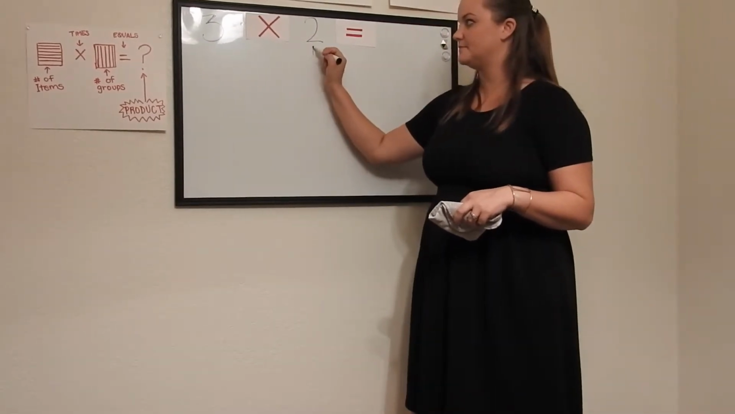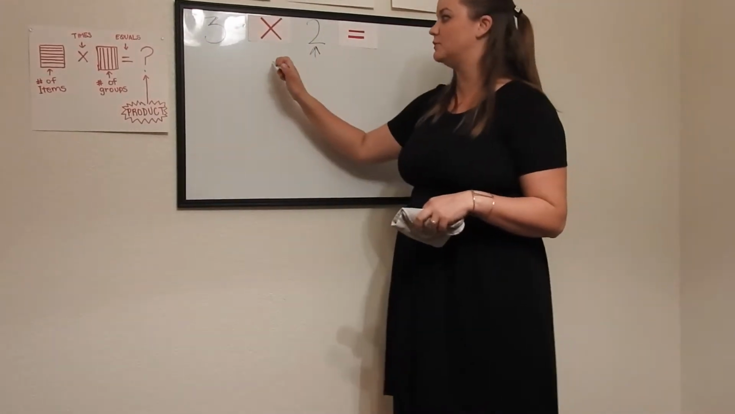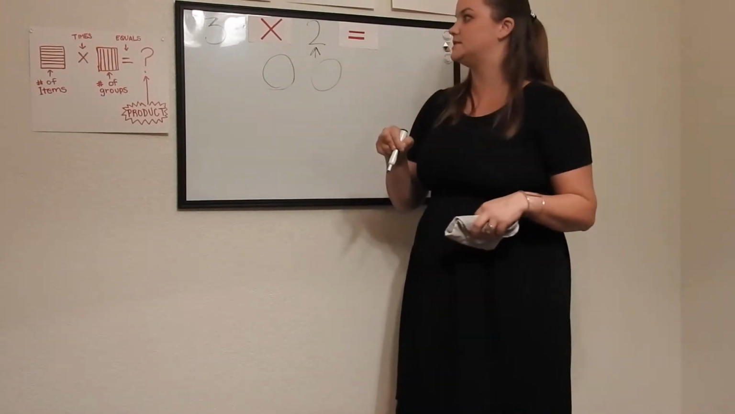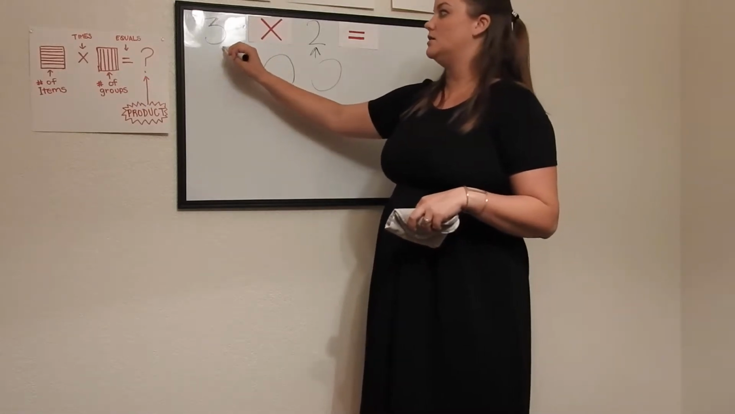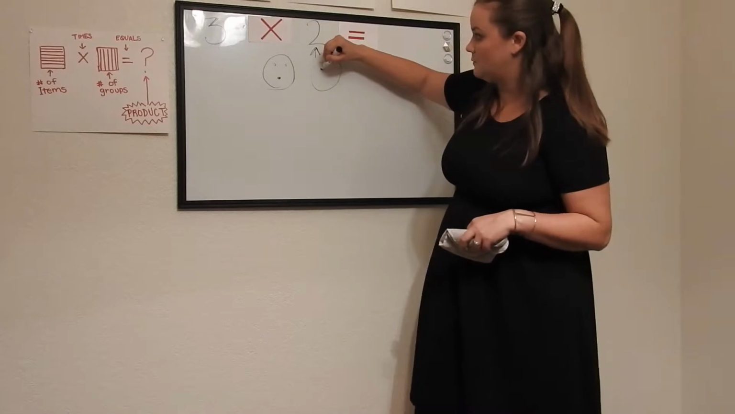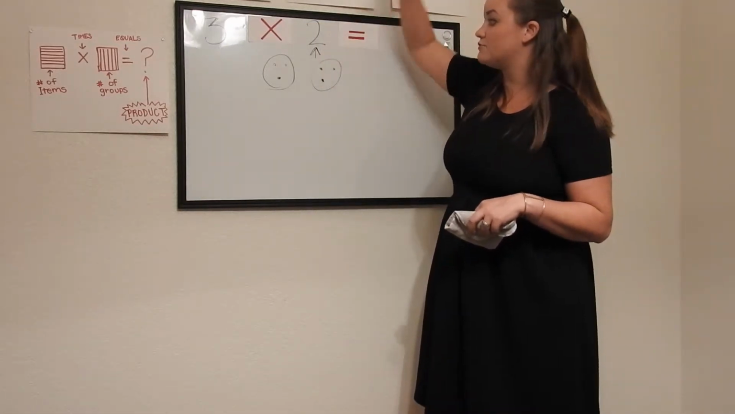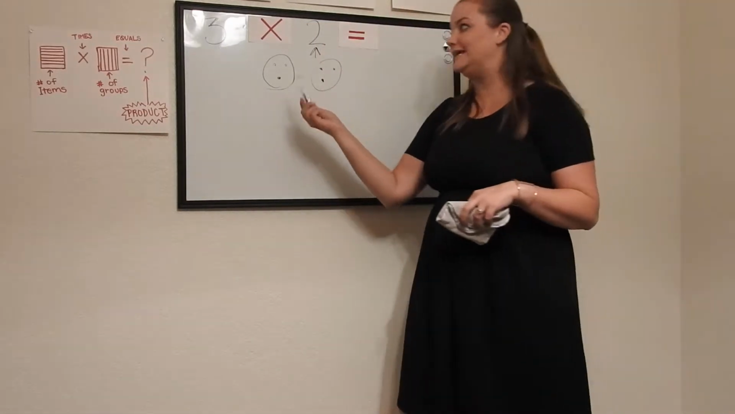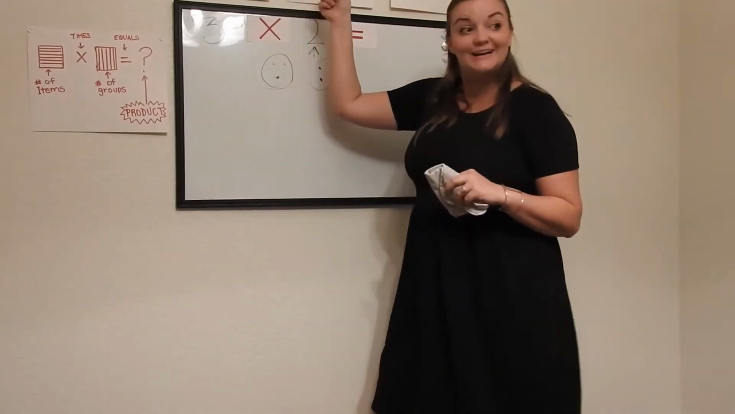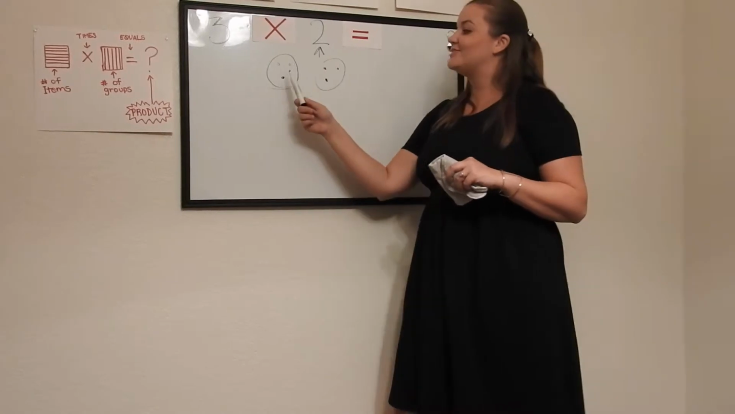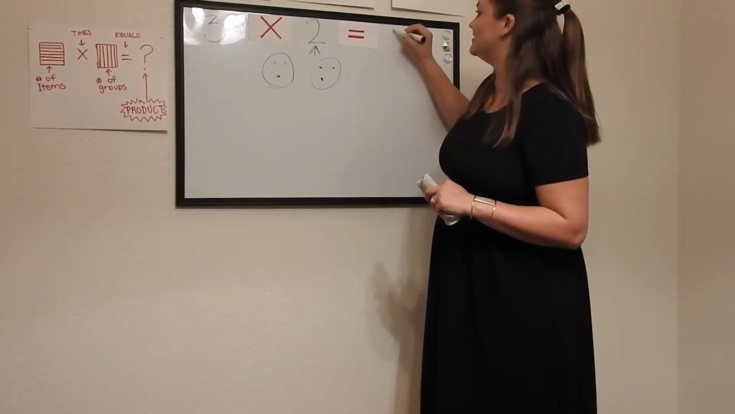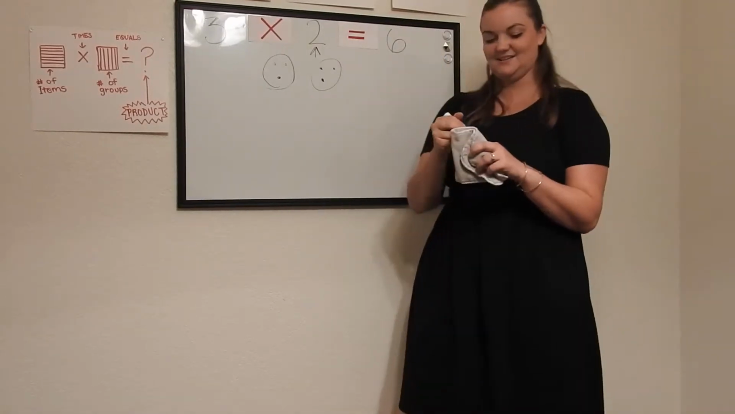We have 2 groups. So we draw 2 groups. And we put 3, 1, 2, 3, 1, 2, 3 in each group. We could count these out if we really wanted to, but since we're super smart kids, we already know how to count by 3s. So we're going to say 3, 6. 3 times 2 equals 6. Good job.